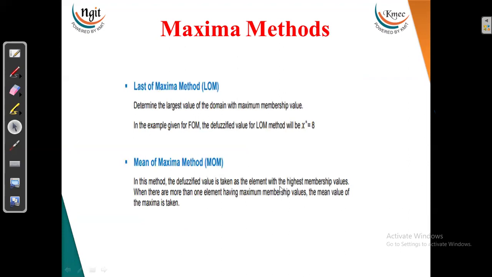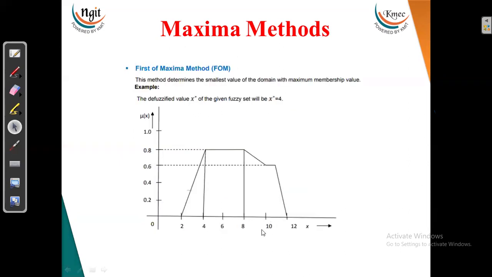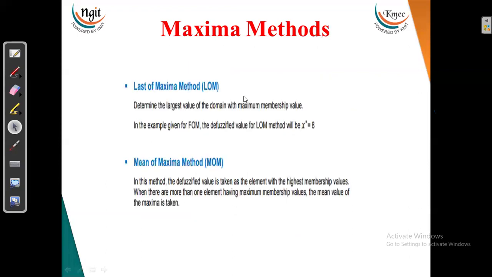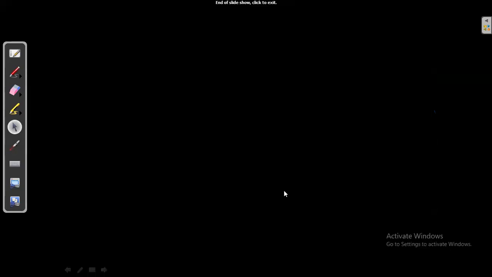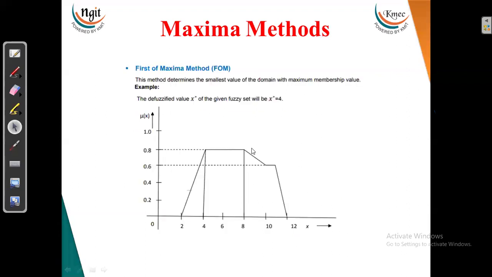The second one is last of maxima. If I take the last of maxima, what was the last value for the maxima I have to take? See, it will be that the last of the maxima is 0.8. I'm not telling the last value. Remember this statement: last of maxima. Okay, so the last of maxima is 8.